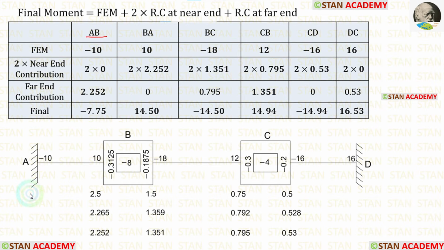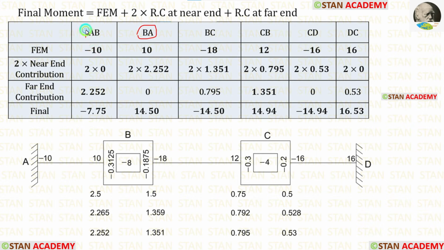For AB, the near end contribution is 0. We know that in the fixed support, the contribution will be 0. So 2 into 0. For AB, the far end is BA. For BA, the contribution is 2.252. For BA, the near end contribution is 2.252. So 2 into 2.252.